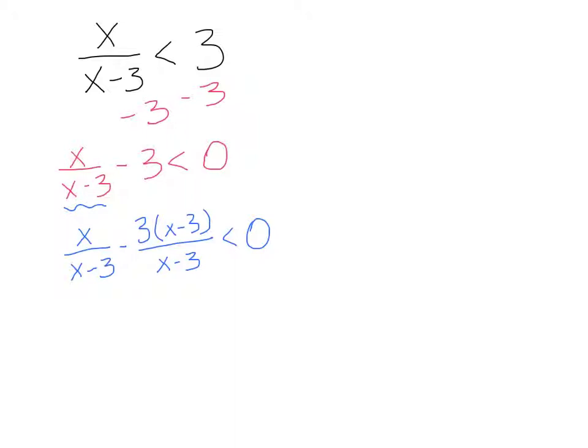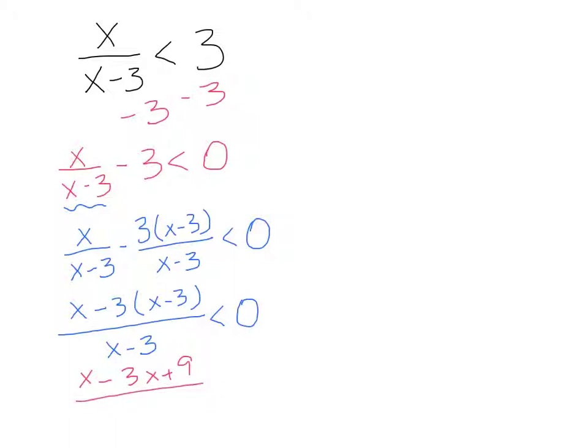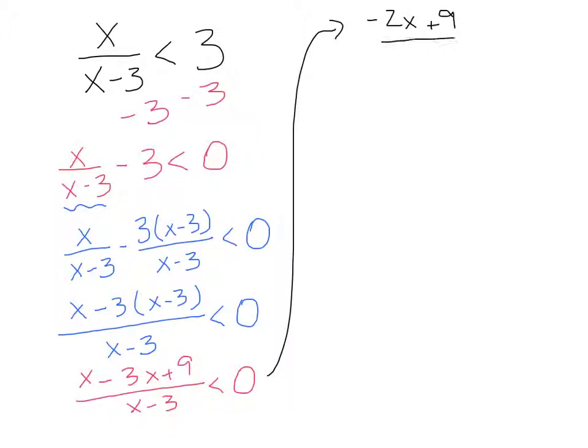Alright, now we just have to do a little bit of math. We have x minus 3 times x minus 3 over x minus 3 is less than 0. Can do some distribution here. So we're going to end up with x minus 3x plus 9 over x minus 3 is less than 0. Now I'm ready to finish this up. I'm going to go up to the top. I'm going to have negative 2x plus 9 over x minus 3 is less than 0.